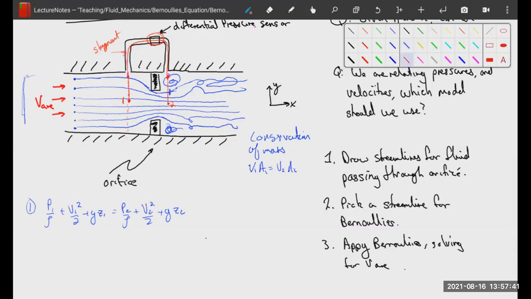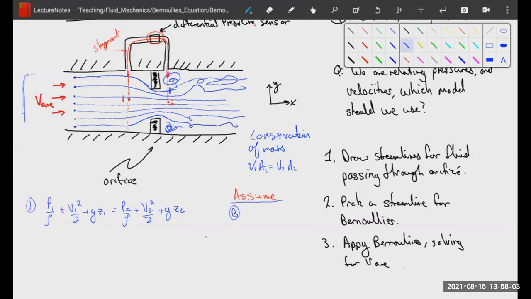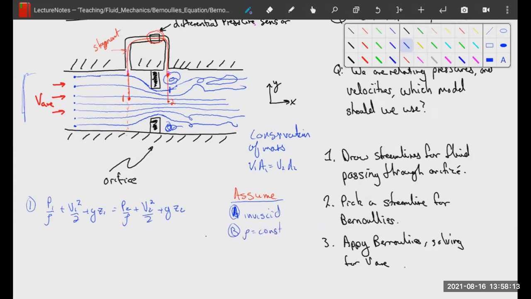And we're going to assume, I don't know why I'm writing this in red, a couple things. We're going to assume the standard Bernoulli's assumptions. So go ahead and write those down before I do. Go ahead and pause the video and go look them up if you have to. But doing that is going to cause more learning than just listening to me and writing them down, right? So A, we're going to assume inviscid. B, we are assuming density is equal to a constant. And C, we are assuming steady flow.